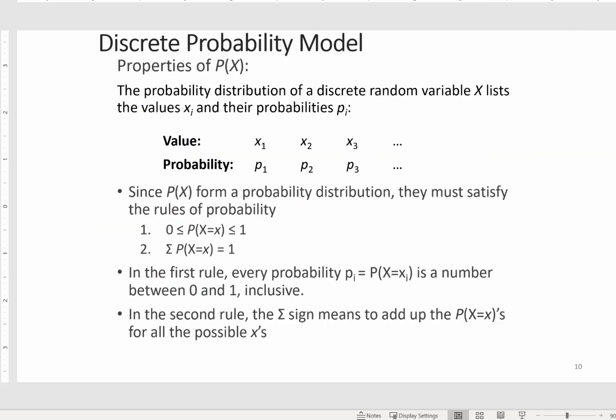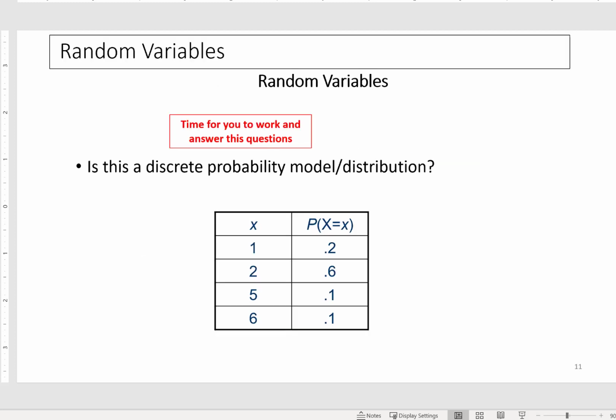Now, discrete probability models must satisfy these 2 probability rules: that the probabilities have to be numbers between 0 and 1, and that when you add all of these probabilities for the different values of x, they have to equal 1. That's how we know that a probability distribution is a true discrete probability model or distribution. So, look at this discrete probability model and decide, is it a probability distribution?